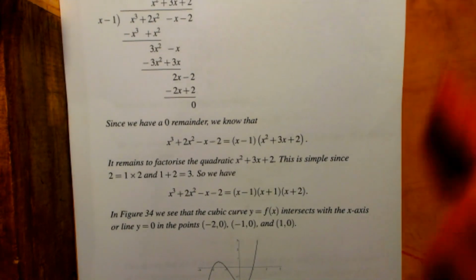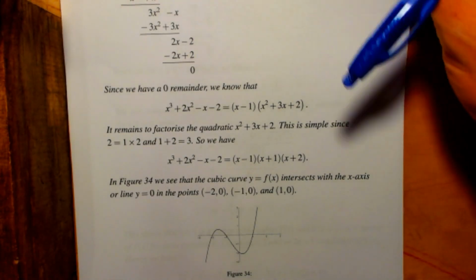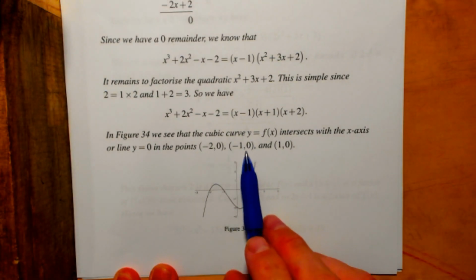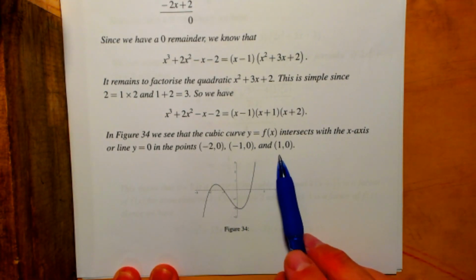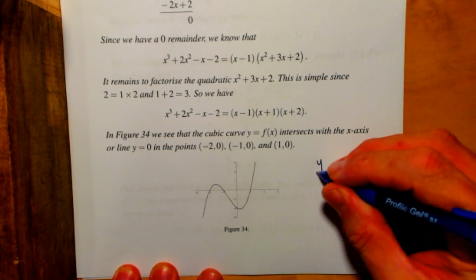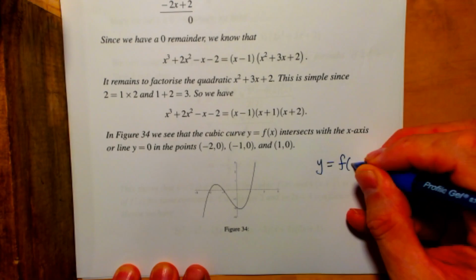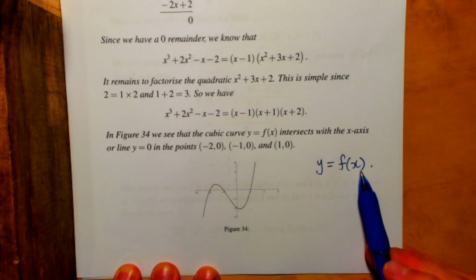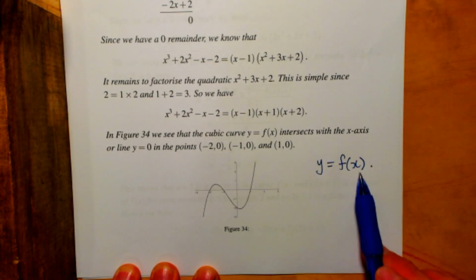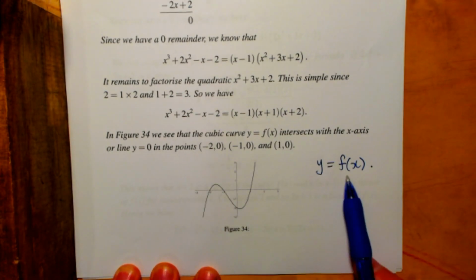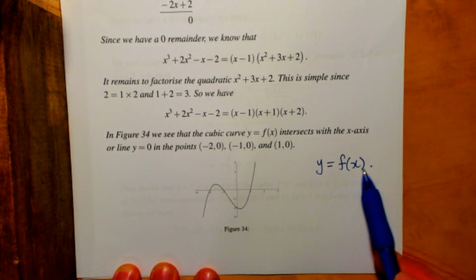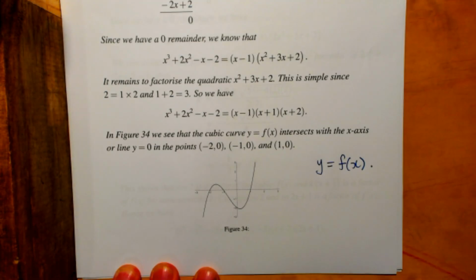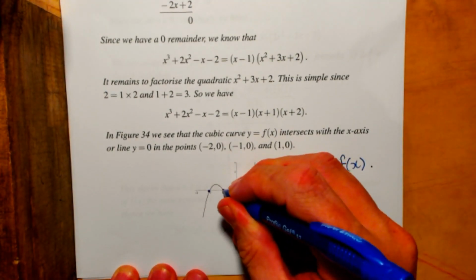All right, let's have a look at the geometry here. So that gives us 3 points where the y-coordinate is 0 of the equation y equals that cubic f of x, right? Because when we put in minus 2, we get 0 out of this, so we have a y-coordinate of 0. When we put in minus 1, we get 0 out of this, so we have a y-coordinate equal to 0, and likewise with 1. So that gives us these 3 points.